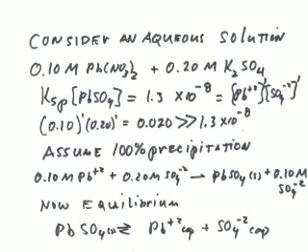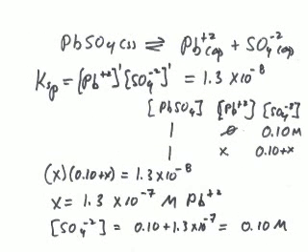So what do we do now? Well, like we said, the first step is we assume 100% precipitation by the lead and the sulfate ions. That means we're going to end up with lead sulfate, and the solution is still going to be 0.10 molar sulfate ions. We now have the new equilibrium: lead sulfate dissolving to form lead ions and sulfate ions in solution. So the lead sulfate would start to dissolve.